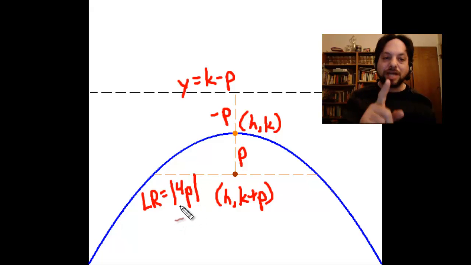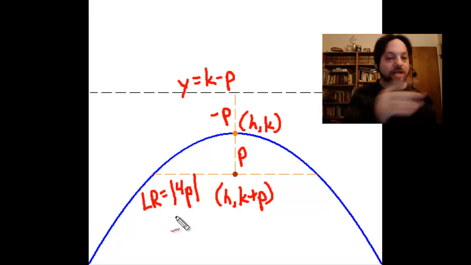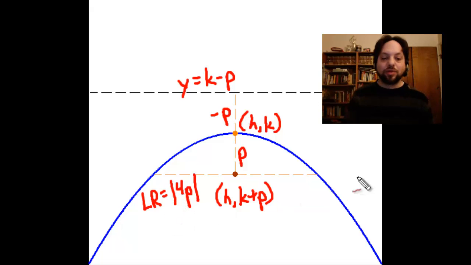But just imagine if p were 0, what would happen? The vertex, the focus, the directrix, they'd all end up in the same place. And how long would the latus rectum be? It would be 0. It would not be a very exciting parabola at all.